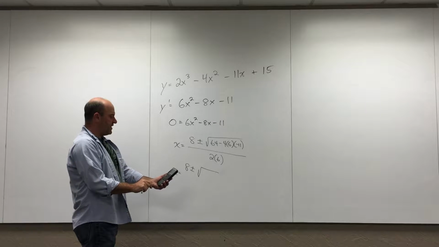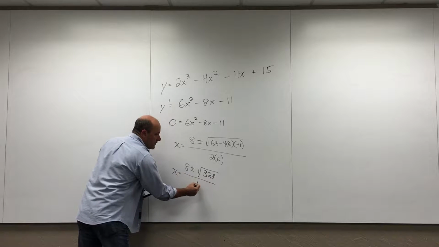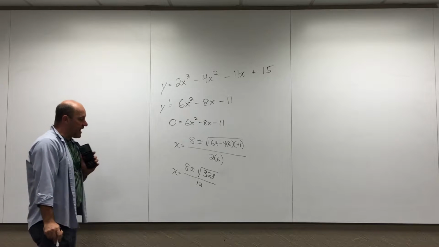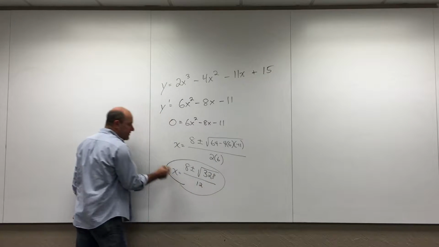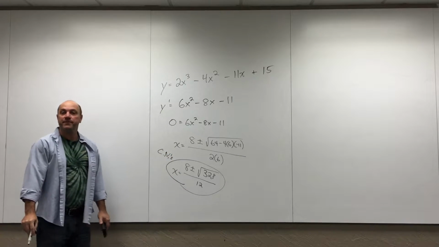All right, 328. This is 8 plus or minus the square root of 328 all over 12. I could work on simplifying the square root of 328. I don't know if I really care. Let's call these our critical numbers. Can we call these our critical numbers? These are my critical numbers.